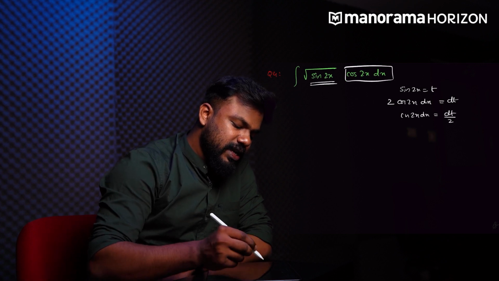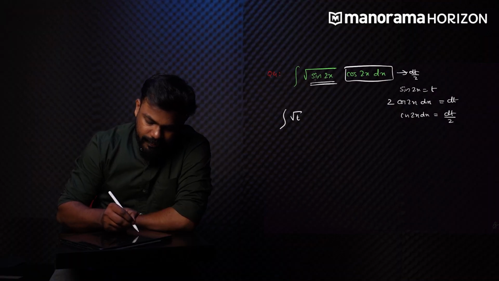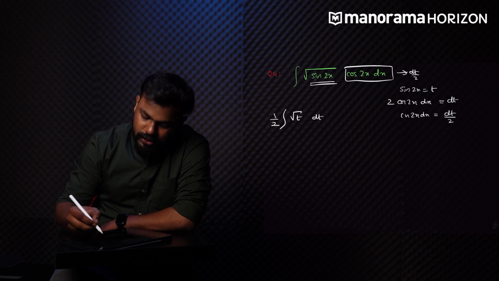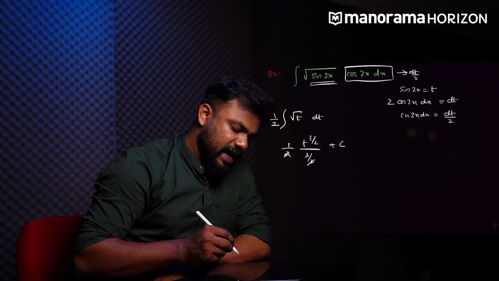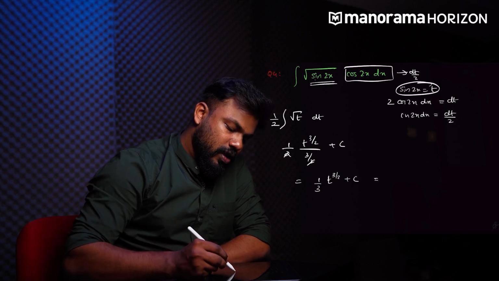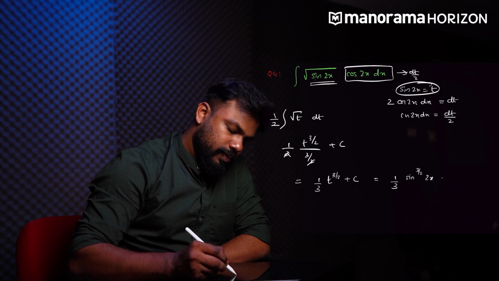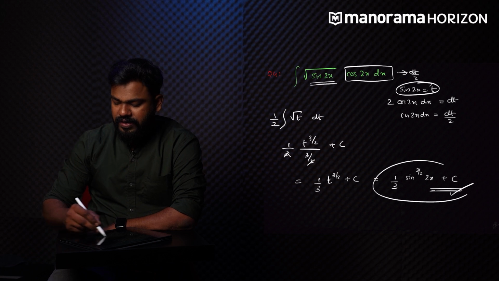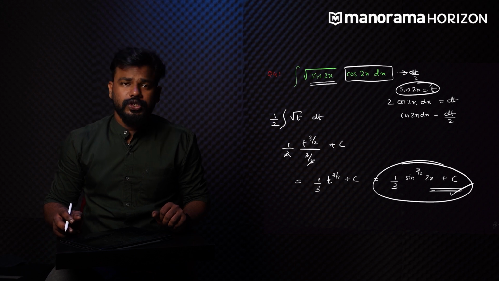So this cos 2x dx can now be written as dt by 2. So you write it like this. This one becomes root t and this one becomes dt by 2. And what is the integral of root t? It is t raised to 3 by 2 by 3 by 2 plus c. So this gets cancelled and you have 1 by 3 t raised to 3 by 2 plus c. And what is t? It is sine 2x. So you have 1 by 3 sine raised to 3 by 2 of 2x plus c. So this gives us the final answer for the integral of root sine 2x into cos 2x dx.